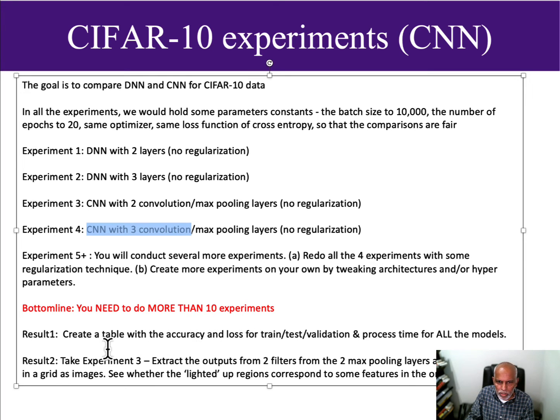Result 1 is to create a table with the accuracy and loss for training, testing and validation, and process time for all the models. Result 2 is to report these.